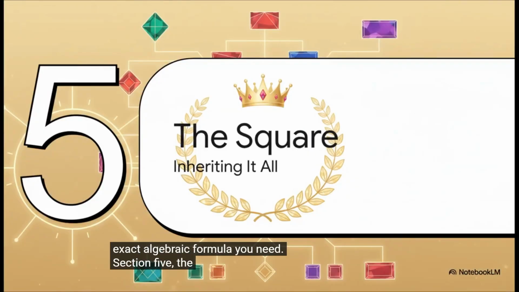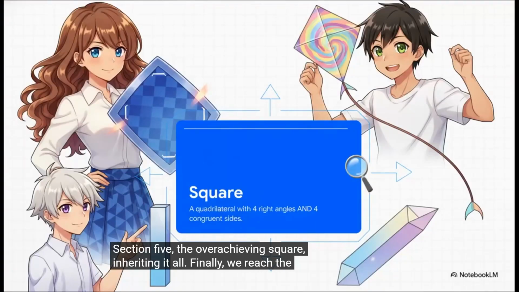Section 5. The overachieving square. Inheriting it all. Finally, we reach the bottom of the family tree.